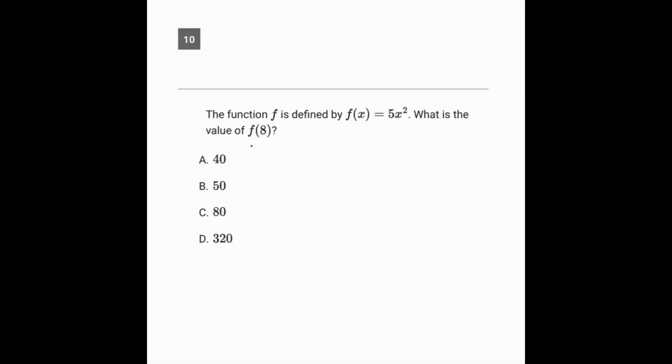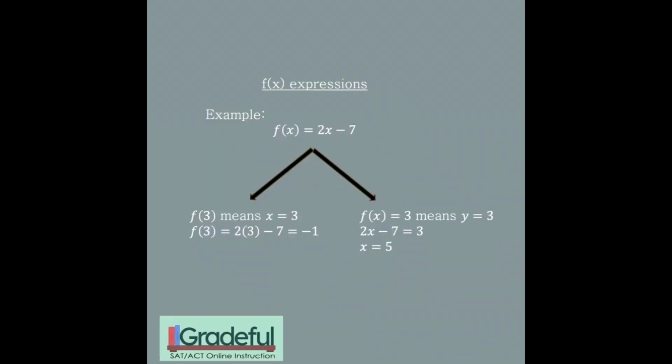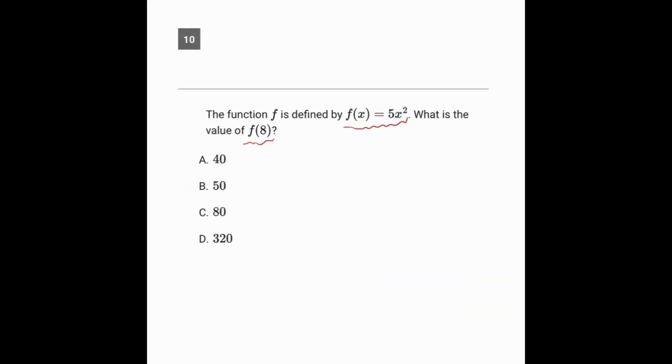Now going to question number 10, here we're getting an f of x statement, and we're being asked for f of 8. Now remember, if you have an f of x statement and you get f of some number, that means you plug that number in as x. But if you get f of x equals that number, you set the whole thing equal to the number. And the same is true for g of x, h of x, or any other similar type of expression. So here, f of 8 simply means plug in 8 for your x.